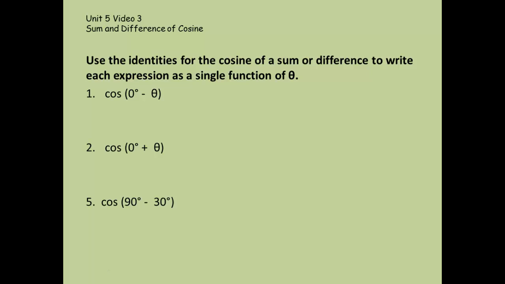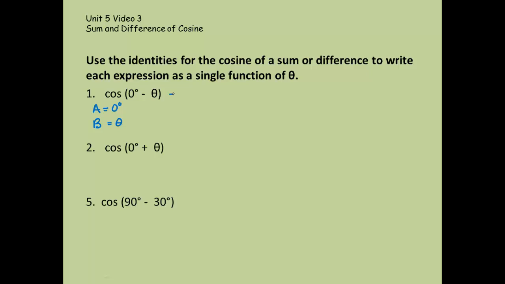So here we're going to work these out, and I highly recommend that you actually, for the first few times, write out the formula and then start filling in your values for A and B. Because here our value for A is 0 degrees and our value for B is theta. We don't know what that second angle is.